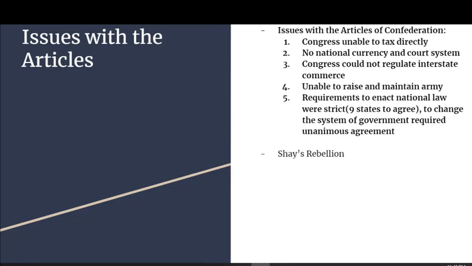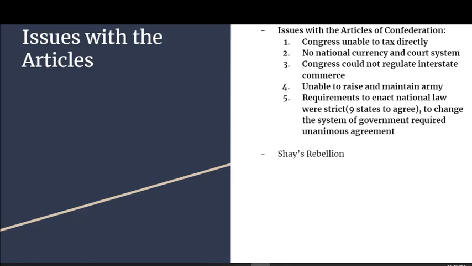Next, Congress could not raise and maintain an army. This is a big issue, as they just won a war. What are they going to do if, let's say, Spain declared war on America? And they eventually did, later in American history. But if Spain declared war right after they won the war against Britain, what are they going to do? They really couldn't.